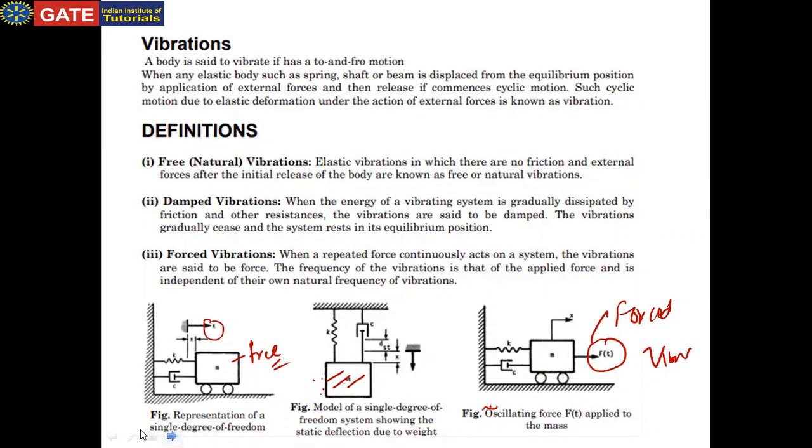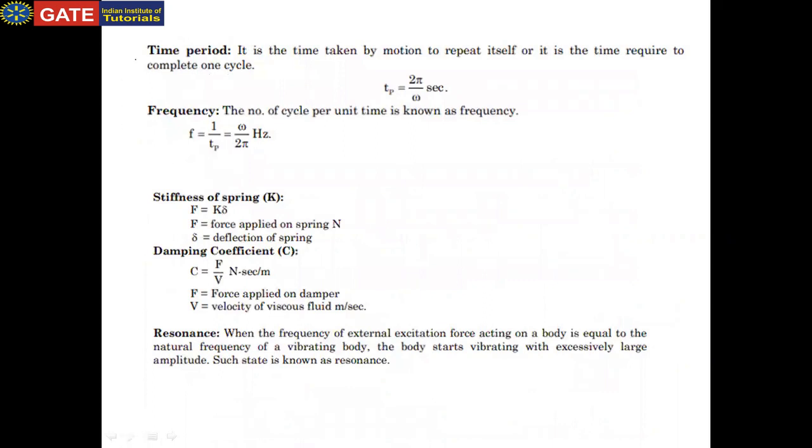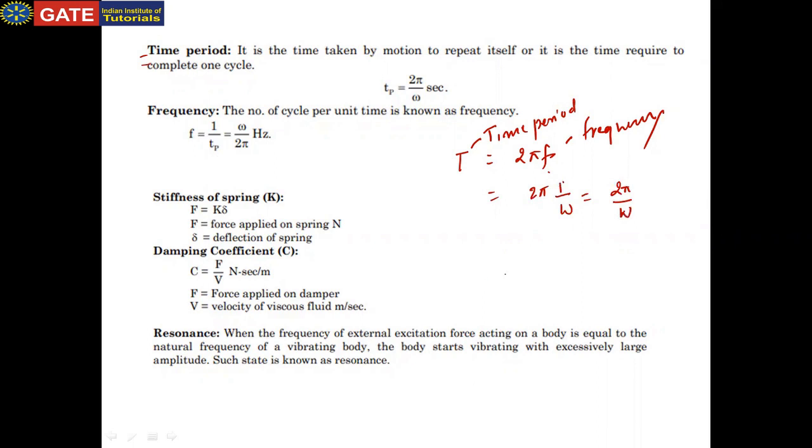Now check, a very simple term like time period, this is 12th standard only. You know time period T is equal to what? F is the frequency, and T is the time period. So T is 2 pi by W, where W is the angular velocity in radian per second. Or F is equal to W by 2 pi. These are the basic formulas. Time period T is equal to 2 pi by W.